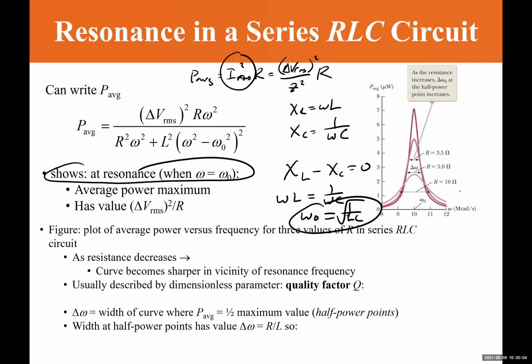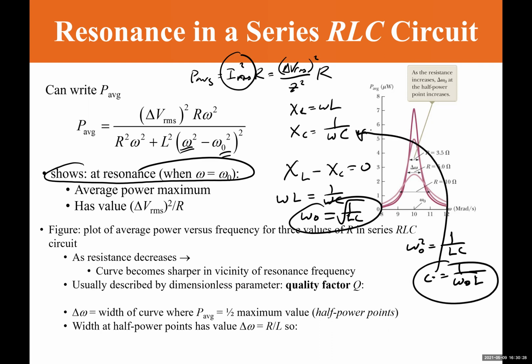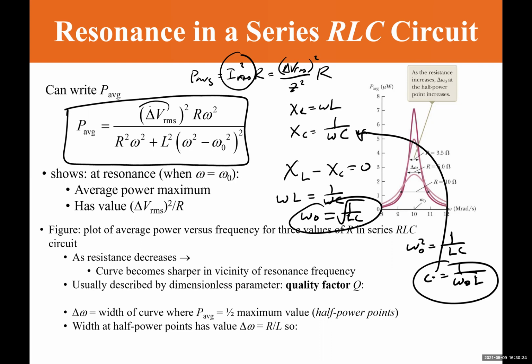So you can see you have omega and you have omega naught, where you factor out the C here. You're writing omega squared equals 1 over LC, so C equals 1 over omega naught squared times L, and then substitute this for the capacitor over there. And you can see this is the equation for the average power in terms of the RMS voltage, resistance, inductance, but instead of the capacitance, we introduce this resonance frequency.